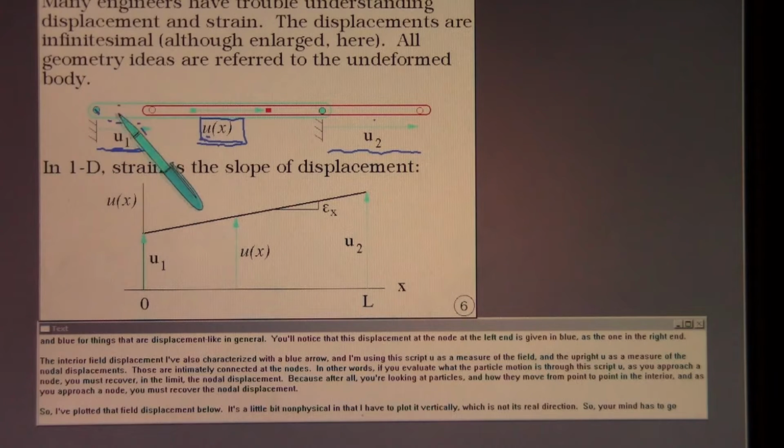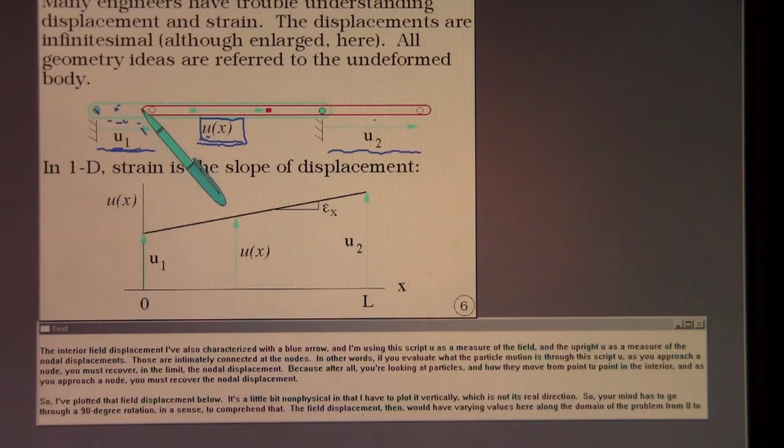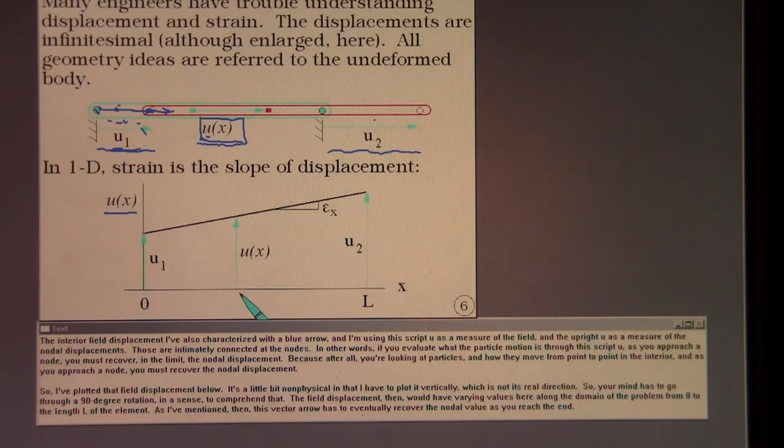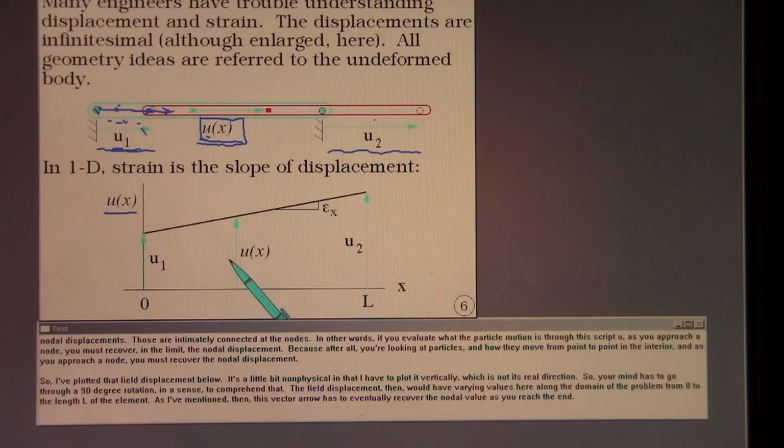Because after all, you're looking at particles and how they move from point to point in the interior. And as you approach a node, then you must recover the nodal displacement. So I've plotted that field displacement below, and it's a little bit non-physical in that I have to plot it vertically, which is not its real direction. So your mind has to go through a 90-degree rotation in a sense to comprehend that.